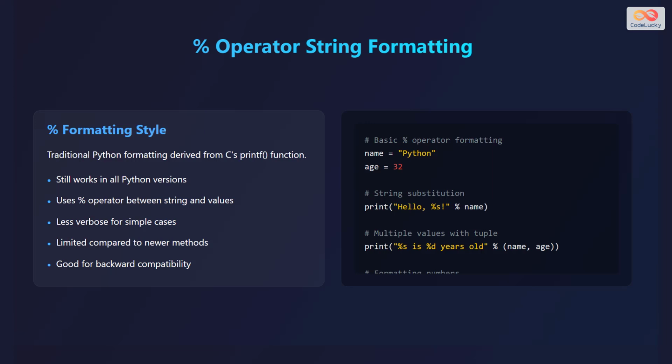The percent operator also supports dictionary-based substitution. The code print("%(language)s has %(features)d features" % {"language": "Python", "features": 10}) uses a dictionary to insert the values of language and features into the string.